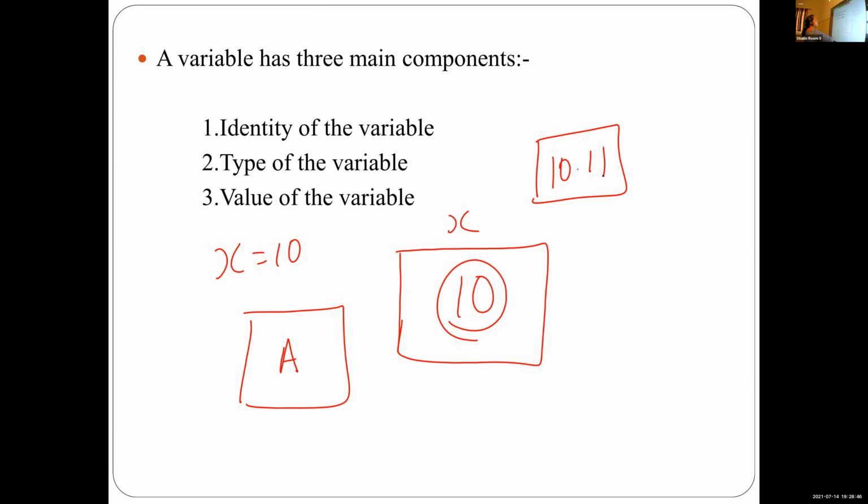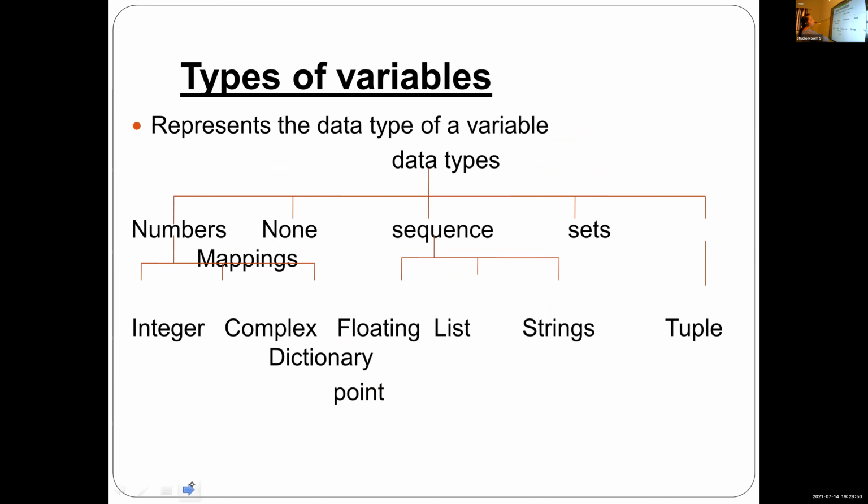So next we are discussing the types of variable. These are the different data types that are used in variables. You just draw this table. First it is data type. This mapping is at the end.